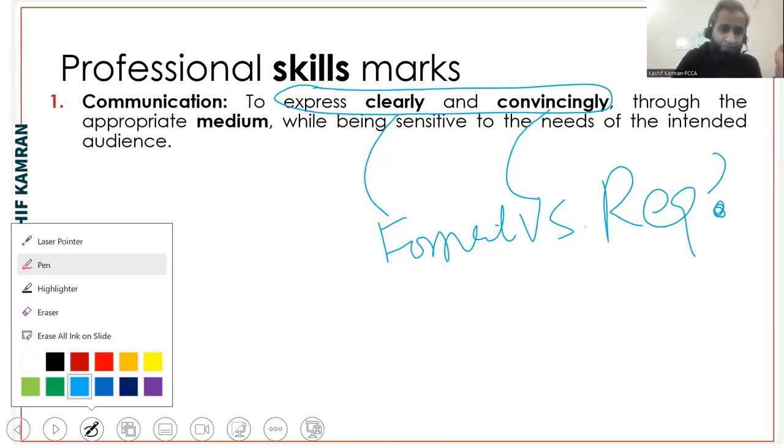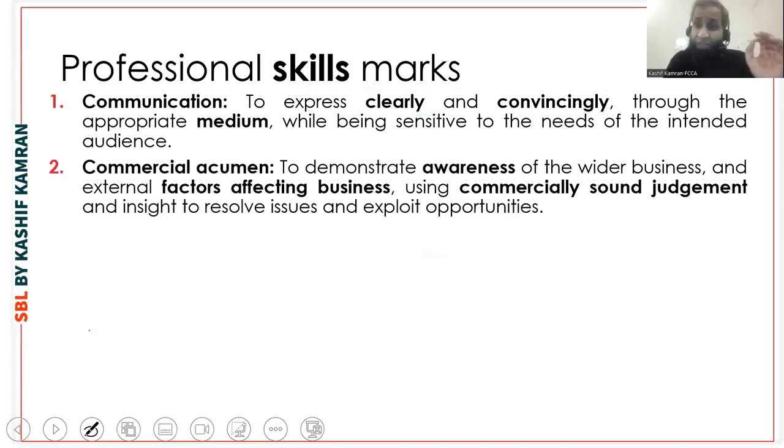Moving to the next one. Commercial acumen: to demonstrate awareness of the wider business and external factors affecting business, using commercially sound judgments and insights to resolve issues and exploit opportunities. Now tell me, have you entered the exam hall with the pre-seen information? Do you know about the industry? Do you know about the organization? Do you have awareness? You cannot say, I don't have awareness. You have awareness from the 12 pages you read before entering the exam hall.